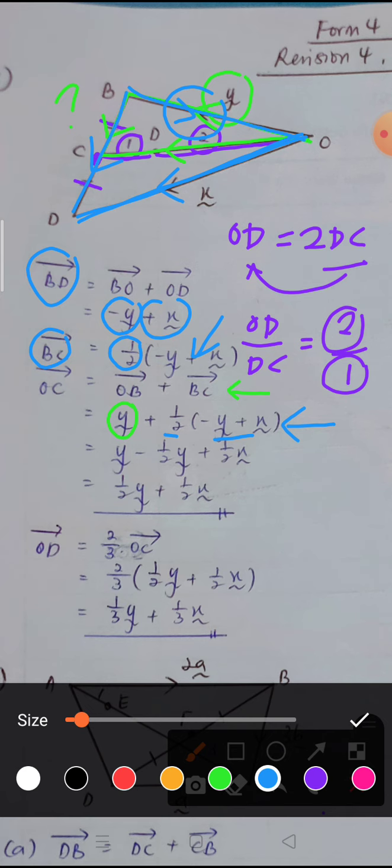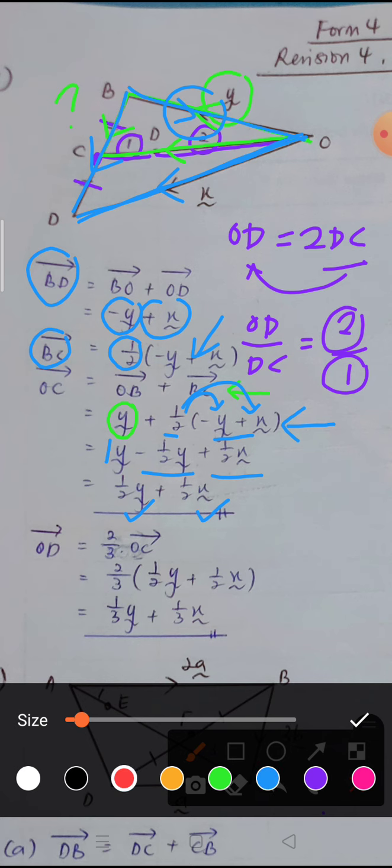And then we are going to expand it. 1 over 2 multiply negative y, we get negative 1 over 2y. 1 over 2 multiply positive x, we get positive 1 over 2x. Then we are going to make it simple. So 1y minus 1 over 2y, we get 1 over 2y, add with 1 over 2x as the vector OC. Alright, and next we are going to continue with vector OD.